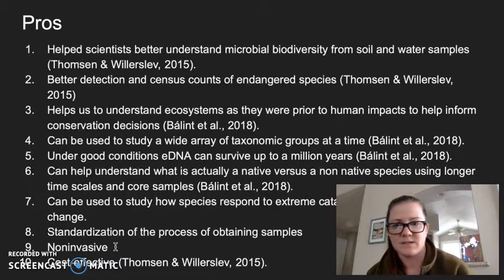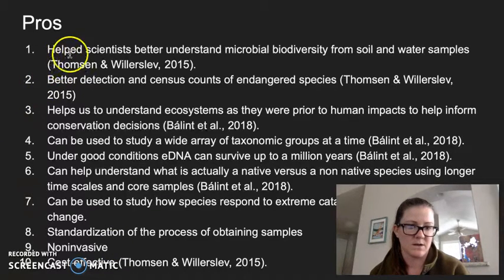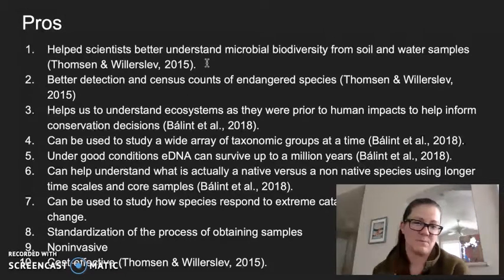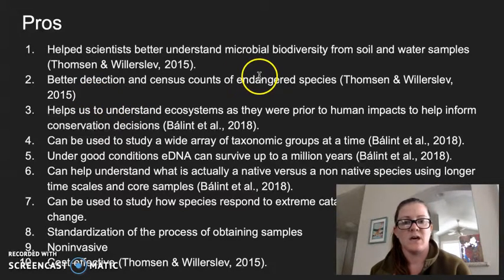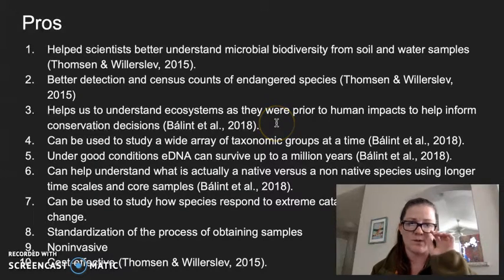And then, jumping back up to the top, better understanding: it's going to help us better understand microbial diversity. That's something that we don't have as much information about as, say, mammals. So this would be a good way to figure out what our numbers look like for that type of species. Better detection and census counts of endangered species helps us understand ecosystems as they were prior to human impacts, which I think is huge in helping us move forward with conservation planning.